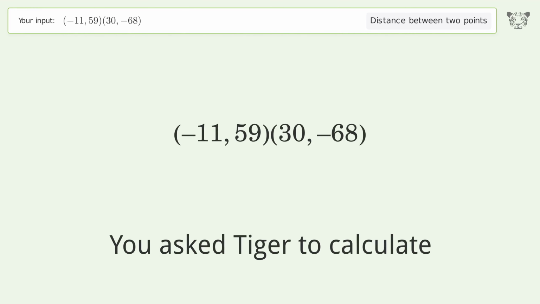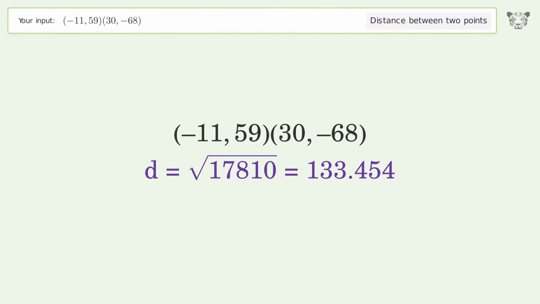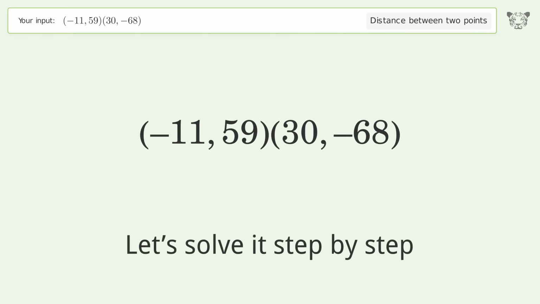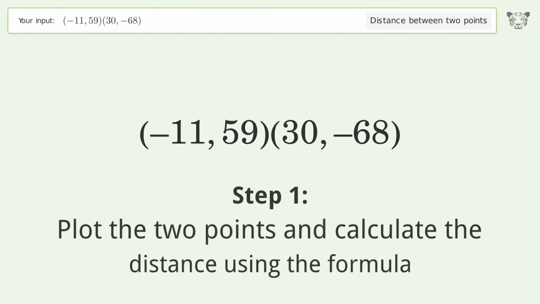You ask Tiger to calculate. This deals with the distance between 2 points. The distance between the 2 points is the square root of 17,810, or 133.454. Let's solve it step by step. Plot the 2 points and calculate the distance using the formula.